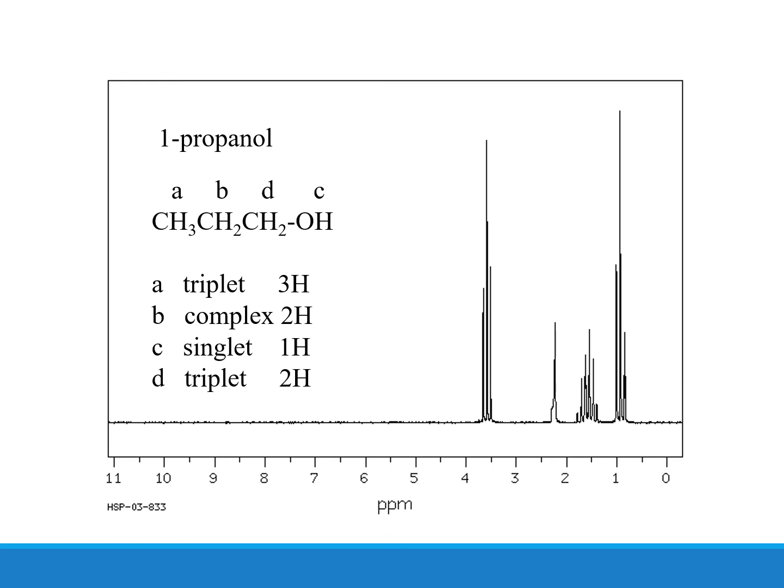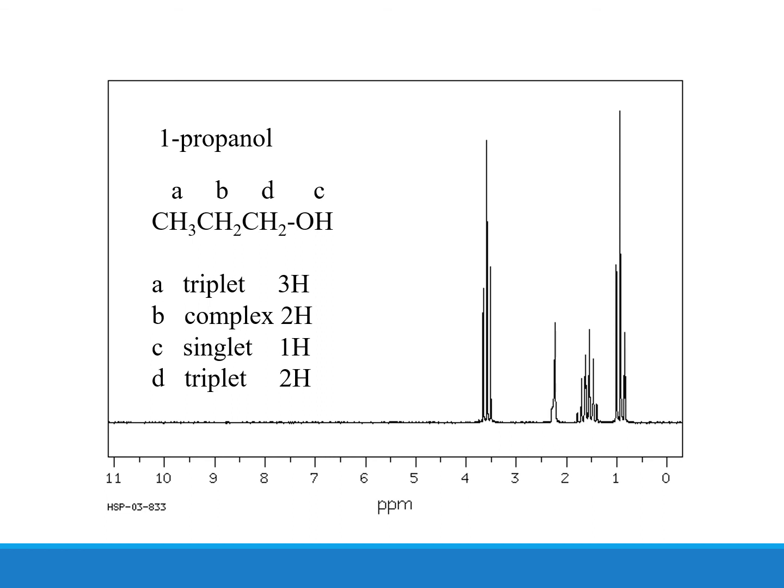The middle carbon atom, as labeled by B, is neighbored by 3 hydrogen atoms from the left and 2 hydrogen atoms from the right. So 2 plus 3 is 5. 5 plus 1, by using the n plus 1 rule, will be 6. Then they will split into 6 states, and you will see them appearing at around 1.5 in the chemical shift spectrum.